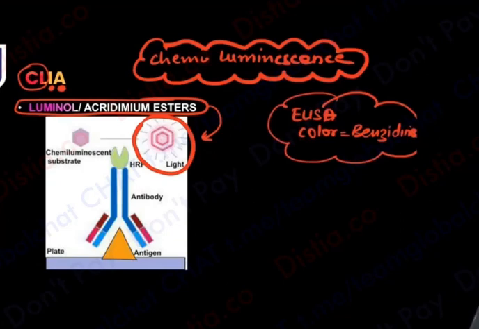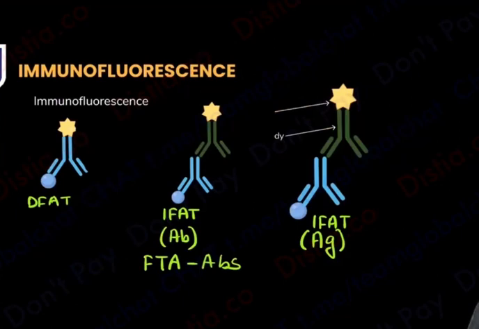Coming to the next, I'm sure all of you have also heard of immunofluorescence. What is it about immunofluorescence that you have to know? There is a direct immunofluorescence or direct fluorescent testing. Then there is an indirect fluorescent testing. So we are going to study about all of them. So we will repeat it once again.